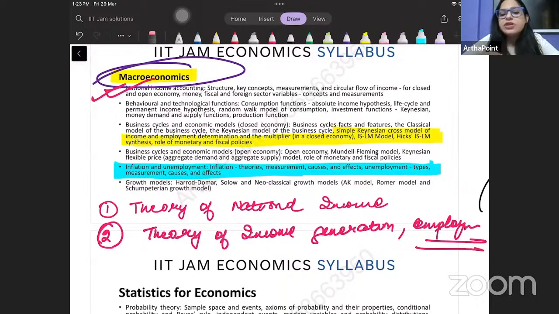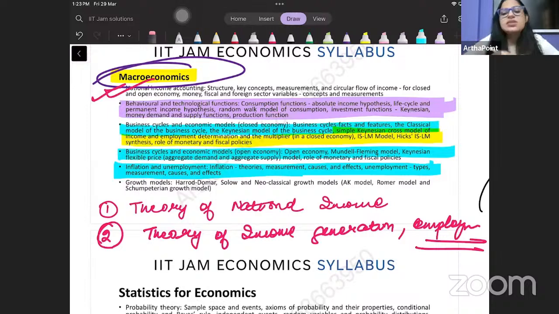After we do this, the next major questions that can be asked will be from your consumption functions, right? It will be about the absolute income hypothesis, the life cycle hypothesis, and the permanent income hypothesis. That becomes our next major focus. After that, I will shift the focus to your business cycles. And at last, we will take two very, very important topics: open economy and the growth models.